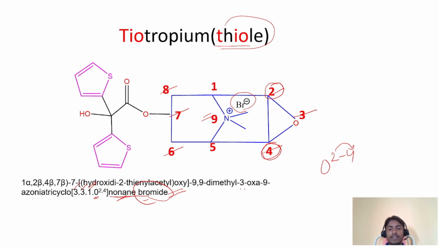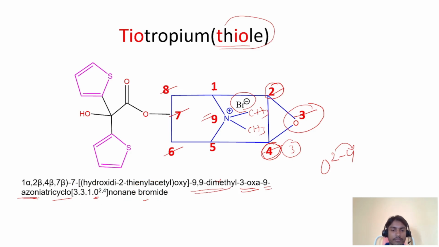Next, the third position, what is there? 3-oxa. Ninth position, what is there? Azonia, nothing but nitrogen with positive charge. Tricyclo, so it is a tricyclic compound. At the ninth position, what is there? 2 methyl groups are there, that is 9,9-dimethyl. So this is the IUPAC nomenclature.